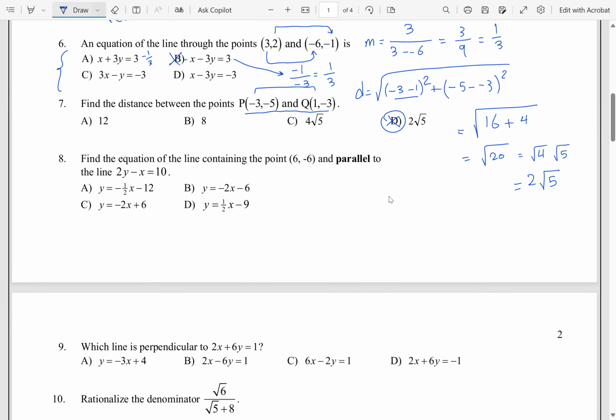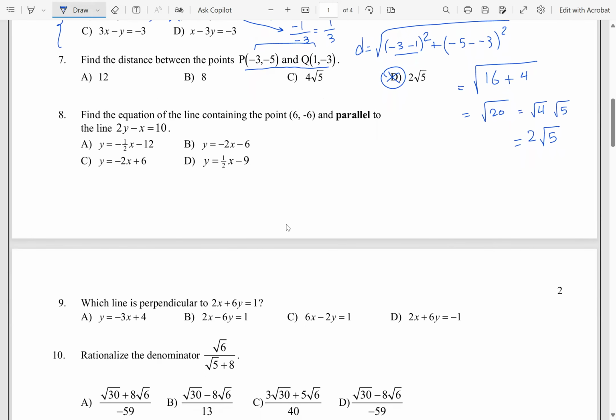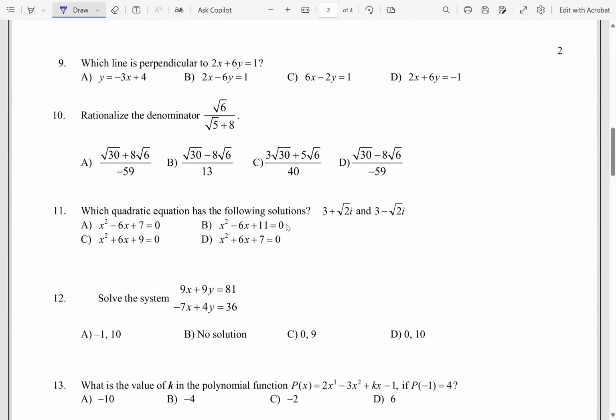Question 8. Find the equation of the line containing the point 6, negative 6 and parallel to this line. Parallel lines have the same slope. The slope of this line is negative a over b, as I said, the negative coefficient of x, negative 1, divided by 2, which is half. So you have to pick the one with gradient half. Only this option has gradient half: y equals half x minus 9. So D is correct.